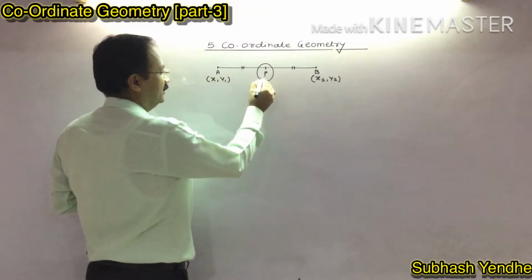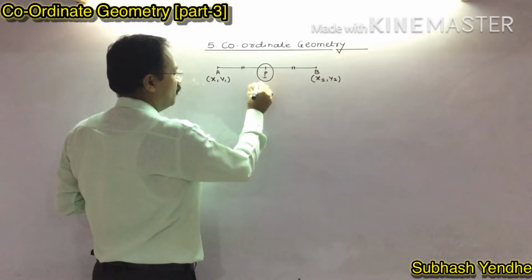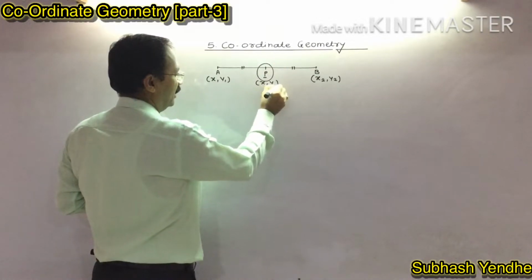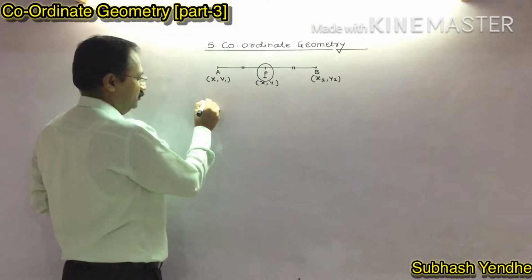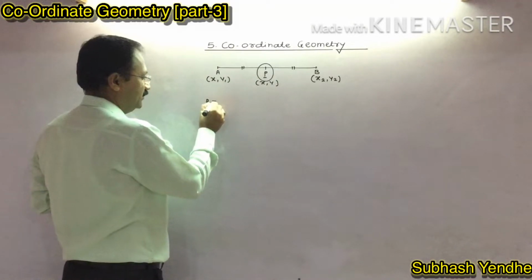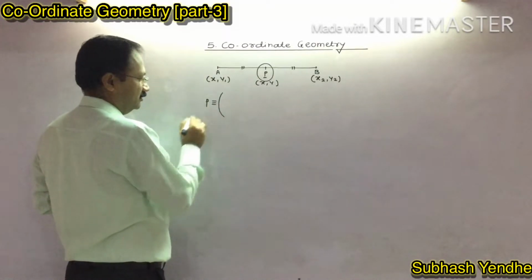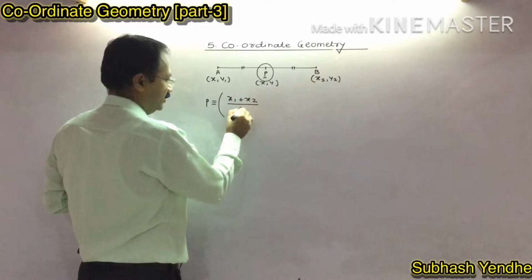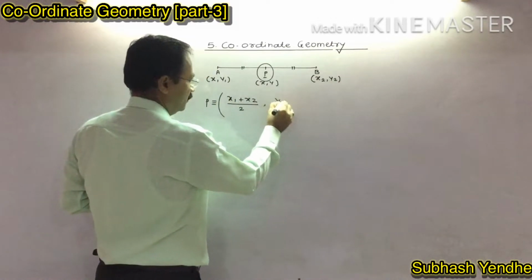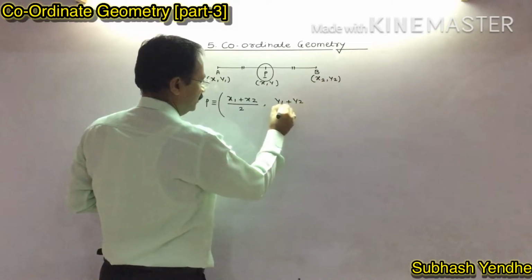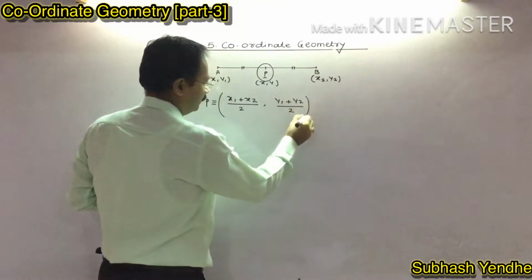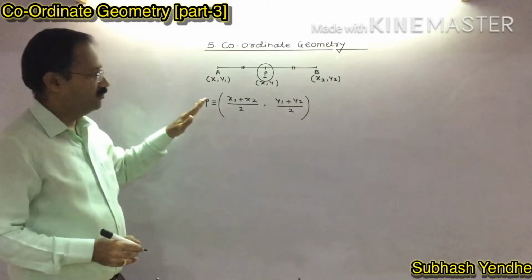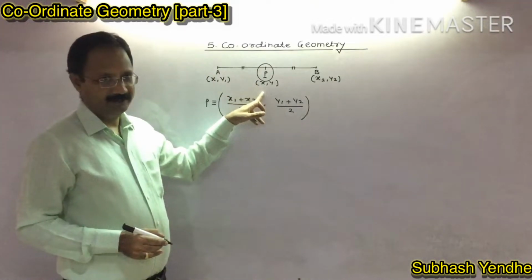Always remember that the coordinates of a midpoint are always x and y. So P's coordinates are (x1 plus x2) divided by 2, comma, (y1 plus y2) divided by 2. This is the formula for the midpoint.